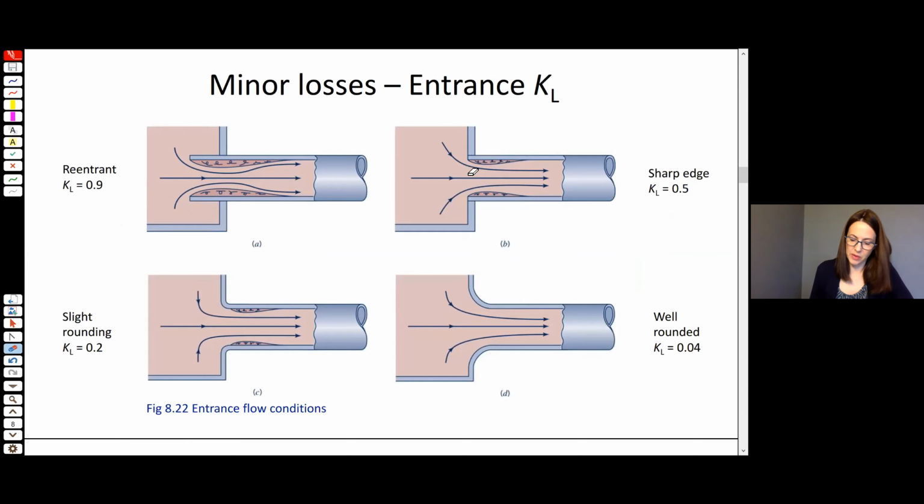If you have up on the upper right a sharp edge, 90-degree turn, you've got a loss coefficient of 0.5 associated with that, right? Down on the bottom left, if you've got slight rounding, you've got a loss coefficient of 0.2, really well rounded, very low loss coefficient of 0.04, right? Because it's easy for the flow to sort of follow and turn that corner. If you look up here on top right, it's much harder for the flow to make that 90-degree turn, right? So there are a lot of losses associated with that. And this is figure 8.22.